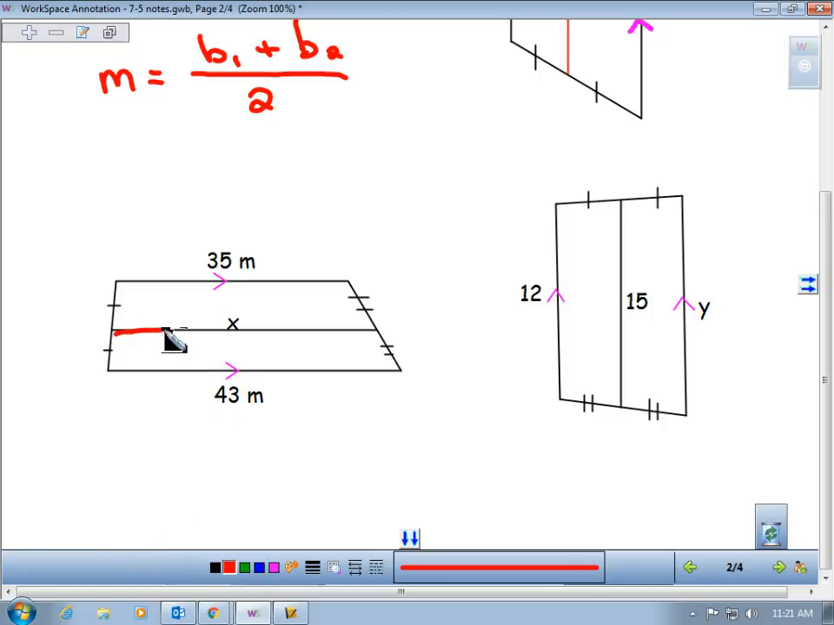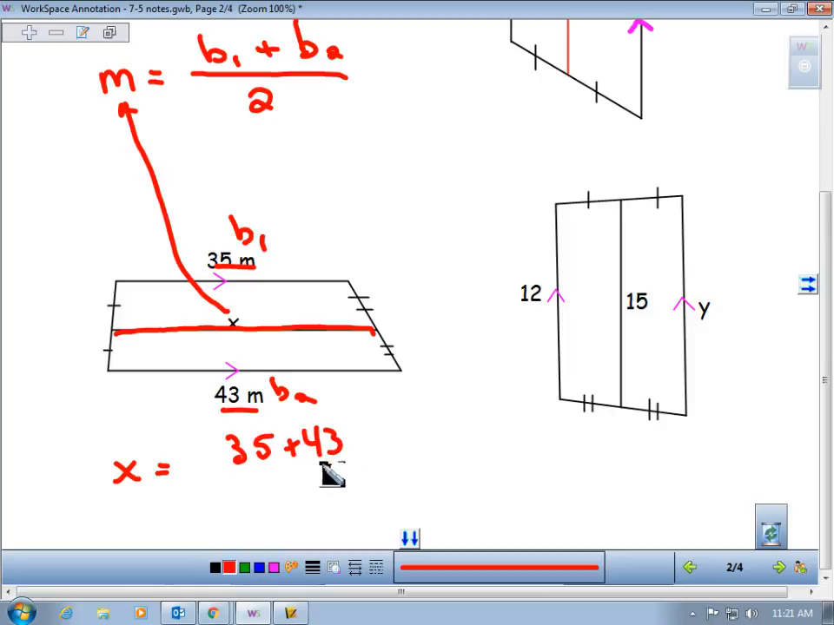How would I find x here? Yeah, x is my median, so I'll just put x in here. 35 and 43 are my bases. Doesn't matter which base is which. So 35 plus 43, then divide by 2. That's what? 78 divided by 2. That's what? 39. Okay. So x is 39 for that problem. That's pretty simple, isn't it? Not too bad.